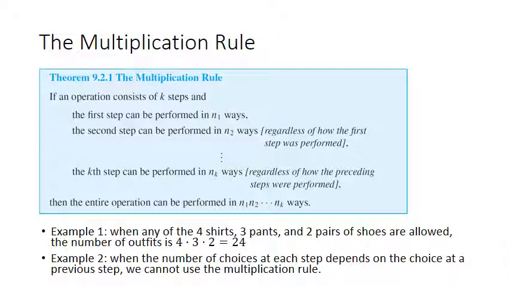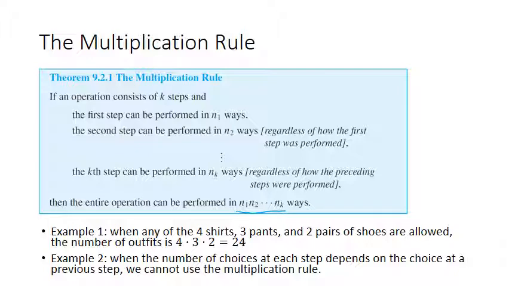Okay, so this leads us to the multiplication rule. The multiplication rule says the following: if an operation consists of k steps and the first step can be performed in n1 ways, the second step can be performed in n2 ways, regardless of how the first step was performed, and so on, all the way up through the kth step, where the kth step can be performed in nk ways, regardless of how the preceding steps were performed, then the entire operation can be performed in n1 times n2 times ... times nk ways.